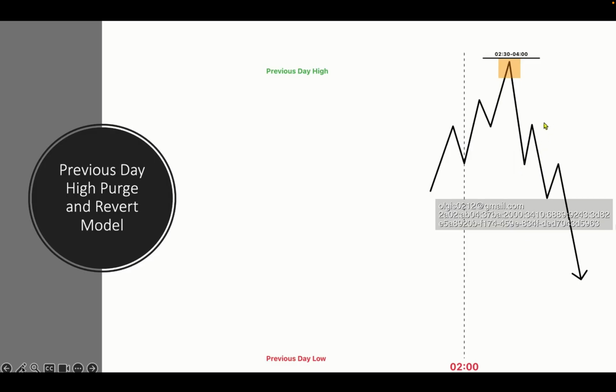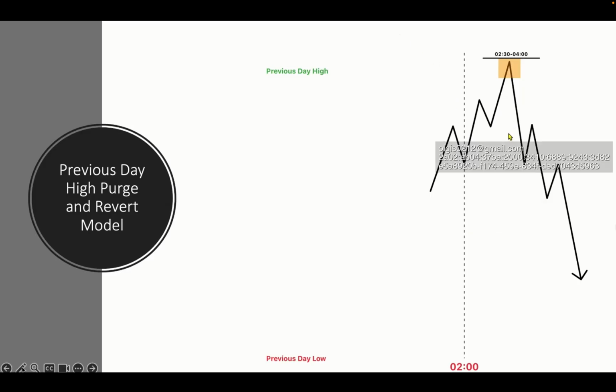This is a rather simple model that can be spotted quite easily when we take a look at previous day highs and how London trades above them. This scenario sets up a classic sell day in which London creates the high of the day, expands lower, AM retraces and then continues the London trend towards that higher time frame objective.